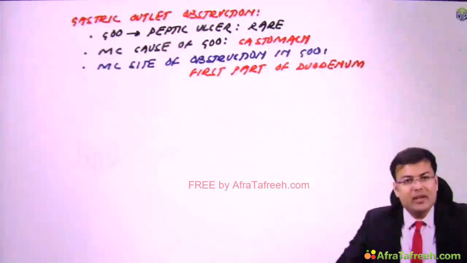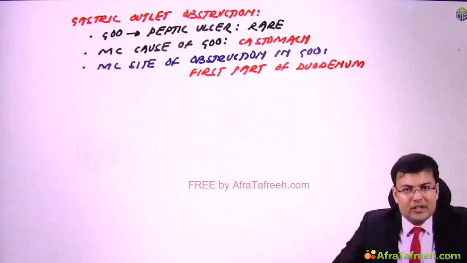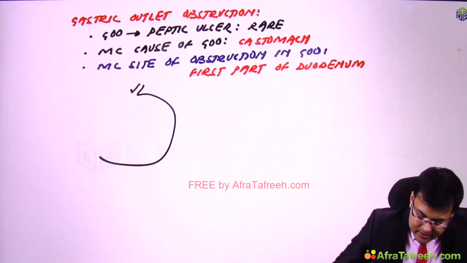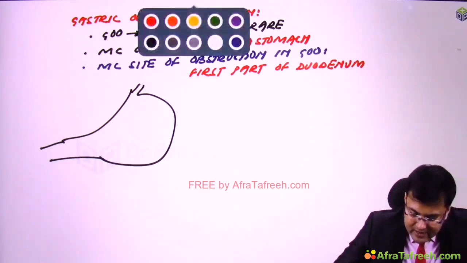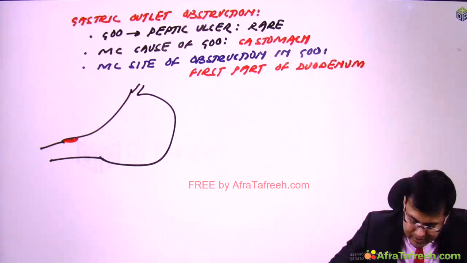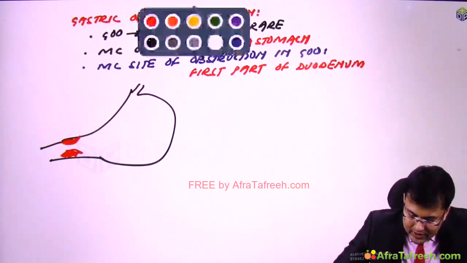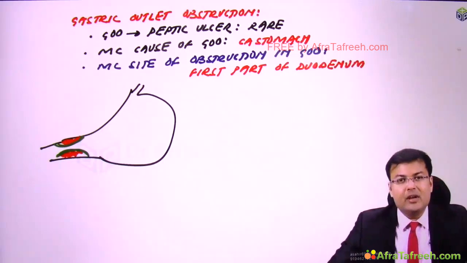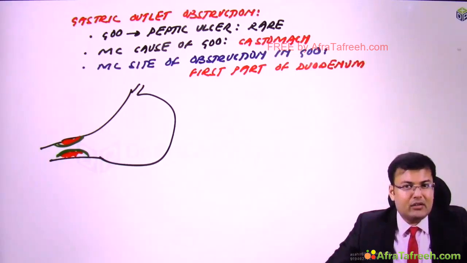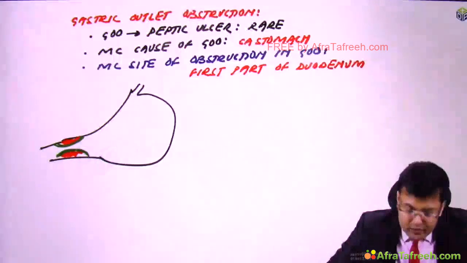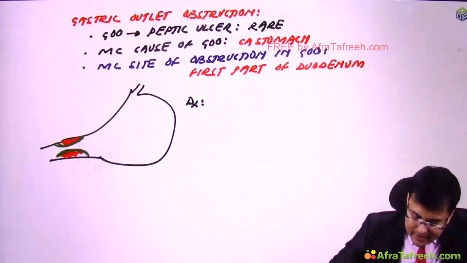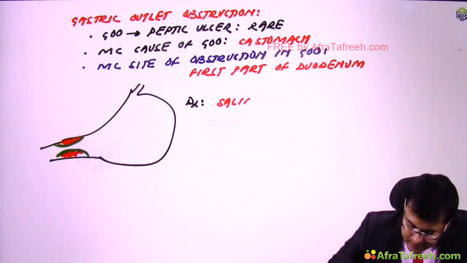Now see what is the problem in gastric outlet obstruction caused by duodenal ulcer. This is the stomach, and in the majority of cases there is an ulcer at the first part of duodenum, and because of this ulcer there is edema around the ulceration. Because of this edema, there is gastric outlet obstruction. So how are we first going to diagnose it? Gastric outlet obstruction is diagnosed by saline load test.